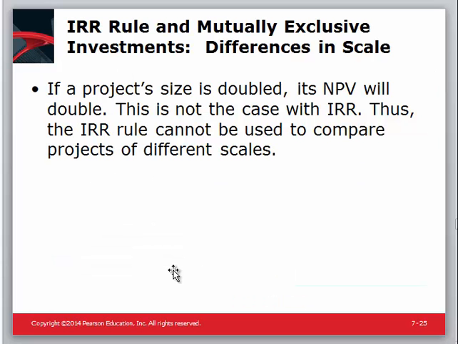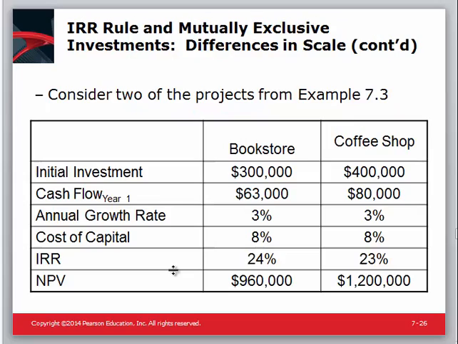What about differences in scale? What happens if you double the size of a project? The net present value is going to double, but the internal rate of return is not. It's going to stay the same.